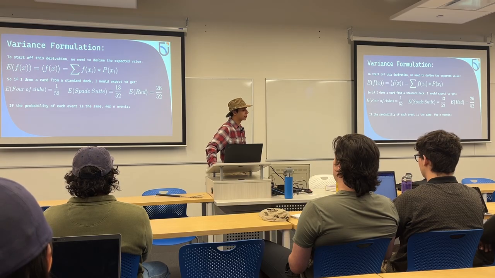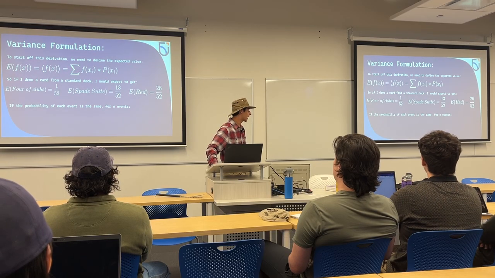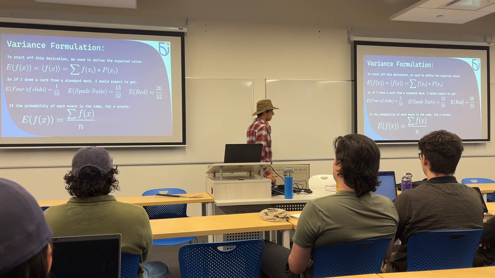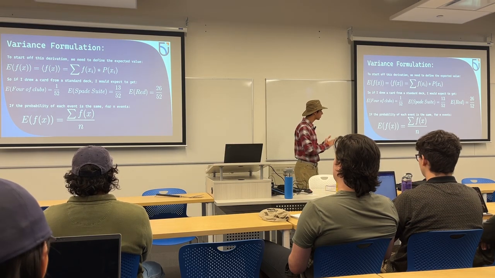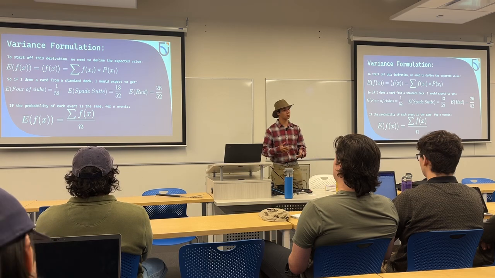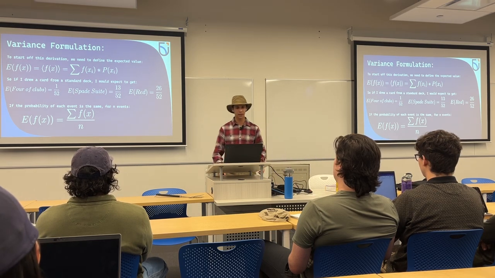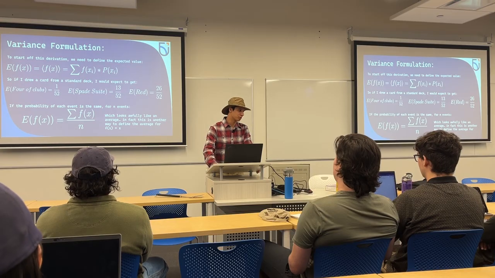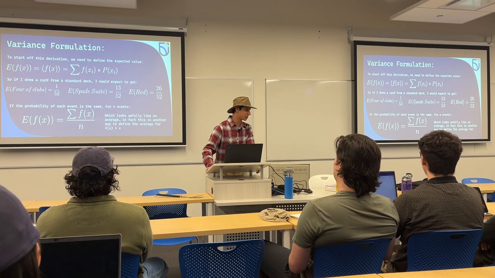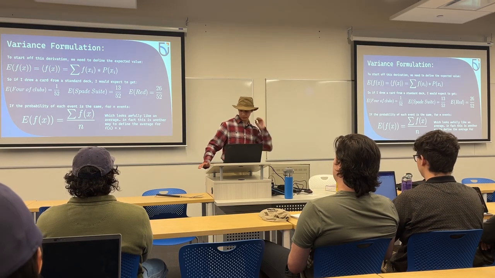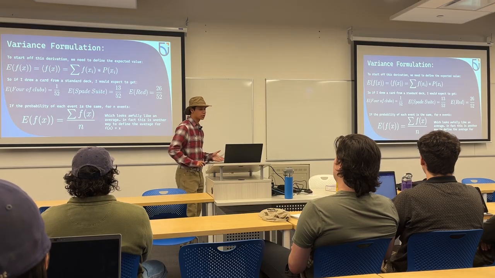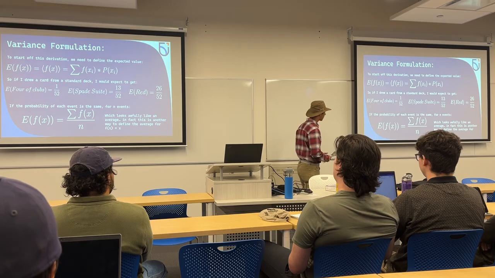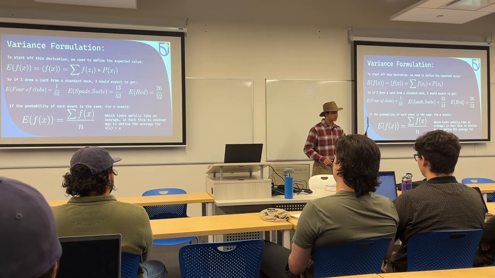So if the probability of each event is the exact same, for however many n events that you get, this is the sum of all the values over however many values you have, which suspiciously looks like your mean, or your average. And that's because it is your average. This is what you're actually doing when you're looking at the average. So the expected value of x, so let's say f of x is just x, the expected value of x is in fact the mean.